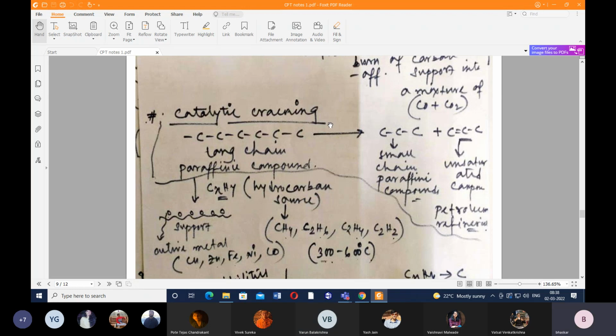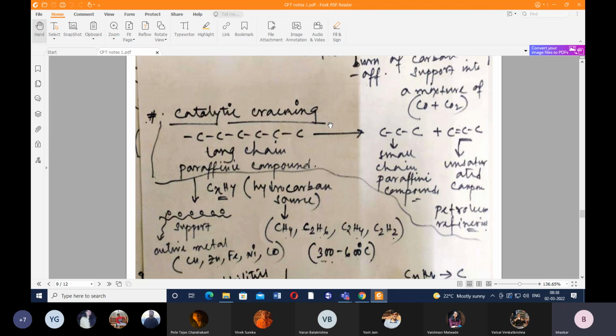Okay, yes, sir. So there are two different ways by which we can study the cracking operation. One is called thermal cracking. For thermal cracking, we need slightly higher temperature than the catalytic cracking reaction. So there are two different types of cracking reactions: thermal cracking and catalytic cracking. For the time being, let's remember what is catalytic cracking.